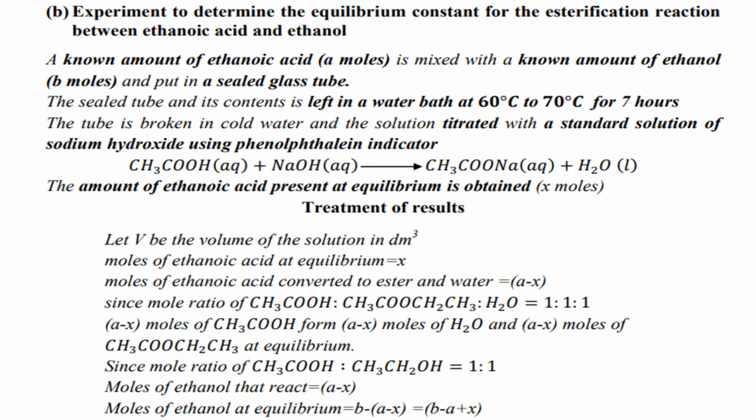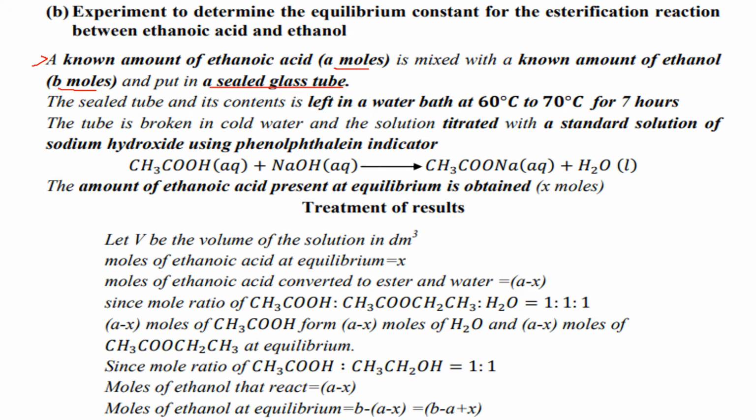And we are saying that to start the experiment, just like the previous one, a known amount of ethanoic acid, A moles, is going to be mixed with a known amount of ethanol, and that's going to be B moles. And everything is going to be put in a sealed glass tube, because I told you, for chemical equilibria, our experiments must be carried out in a closed system. That was one of the characteristics of the topic as we started, because you have to know the conditions.